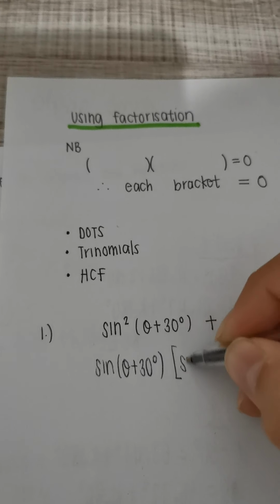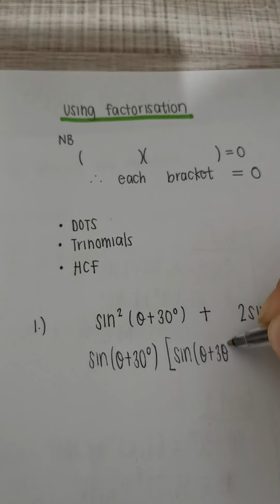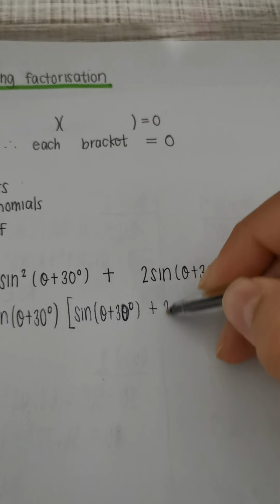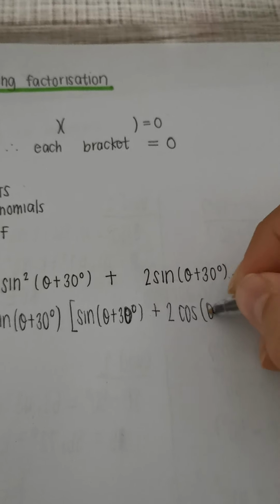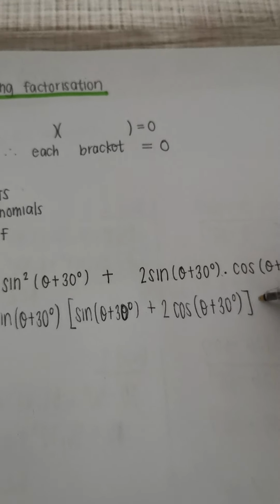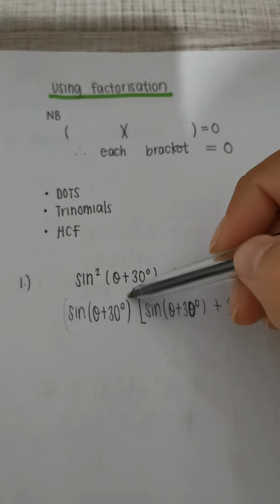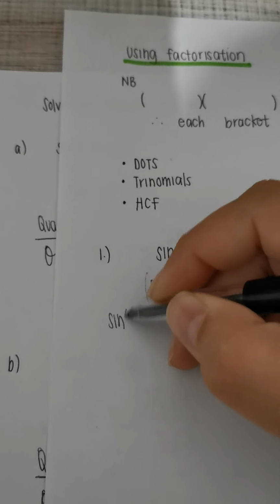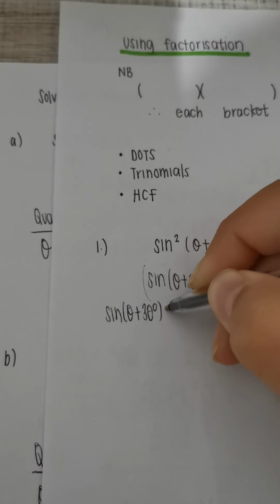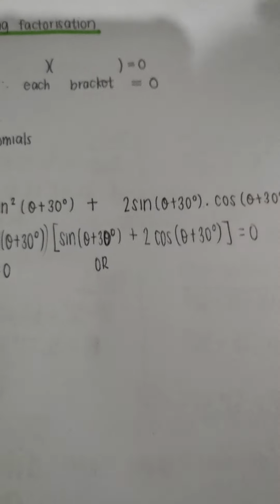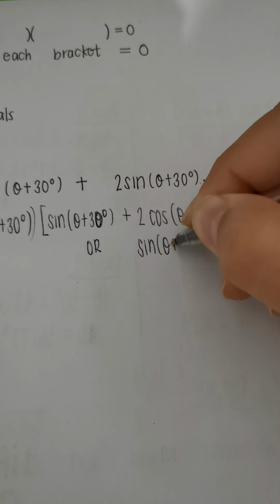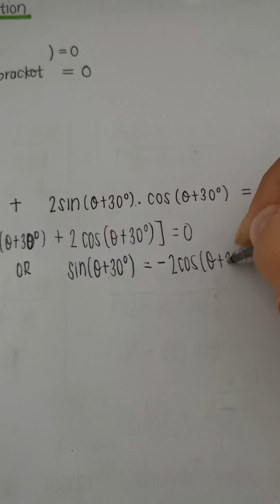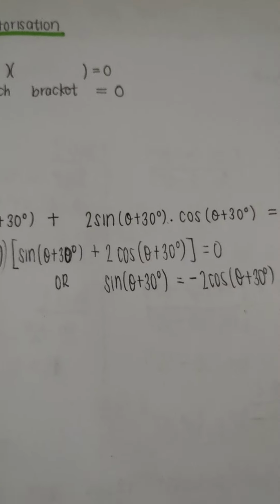We are left behind here with sine theta plus 30 degrees. Okay, this side here, if I took this whole thing out, I'm left with plus 2 cos theta plus 30 degrees equals zero. Do you see how this whole thing is basically one bracket? It's one term multiplied by another whole term equals zero. So that means sine, or I'm going to simplify this one, I mean, solve for it one time. I just took that over because this whole bracket equals zero.